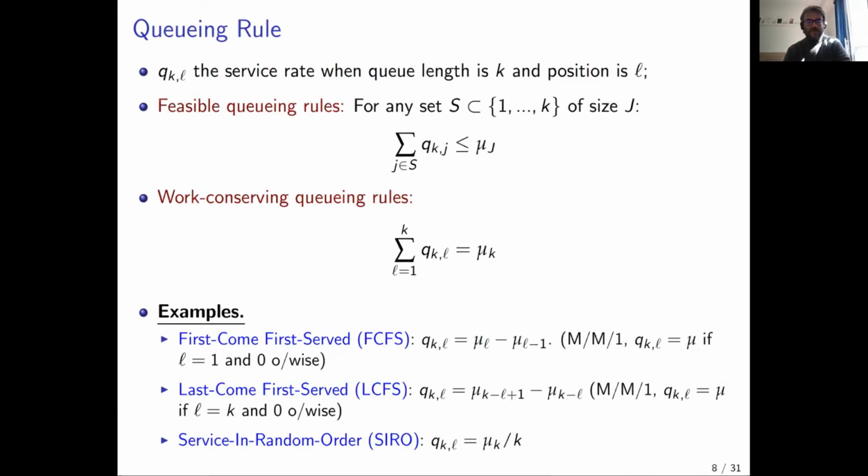So these are two rules that are discussed in particular in the literature and are part of the rules that we are allowing. One more rule is service in random order, which essentially you could think of as, upon service occurring, the guy in the queue who is going to get served is randomly selected. So this means that the service rate is not going to depend at all on your position. And in a sense, this means that the service rate is shared equally among agents. So this means that this QKL is just equal to mu k divided by k. Okay, all agents get served at the same rate given that the queue length is k. So these are three possible rules, and again, they belong to the set of queuing rules that we're allowing.